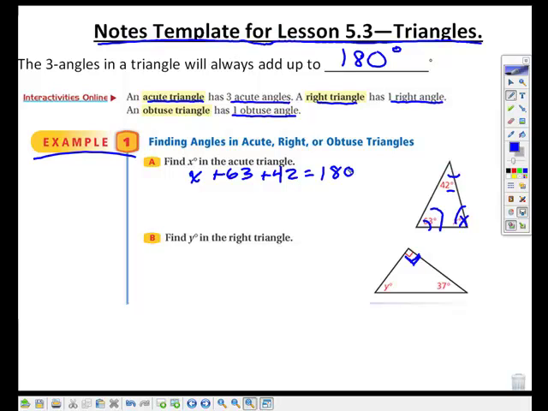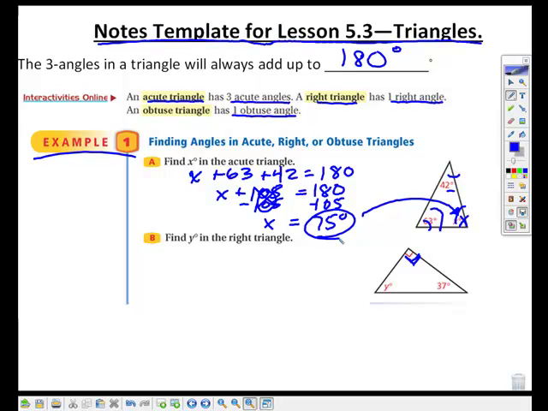So now if we add together our 63 and 42, they come out to 105. And on this side we still have x plus that 105 to equal 180. So if we subtract off 105 from both sides, this will get rid of things because it equals 0. x will equal 180 minus 105, which is 75. We now know that the x value that goes right there is 75 degrees. So our three angles add up to 180.